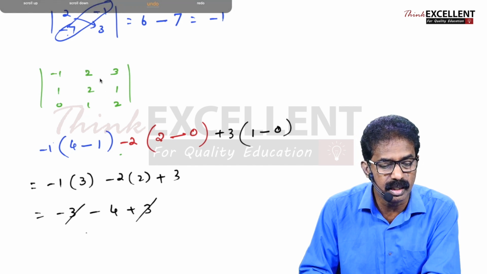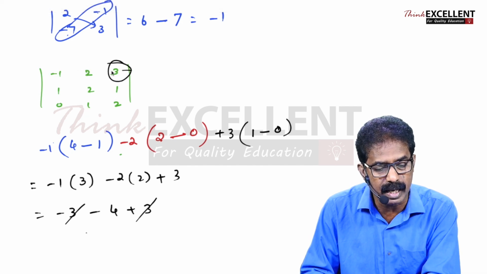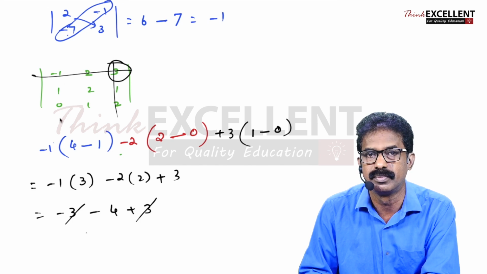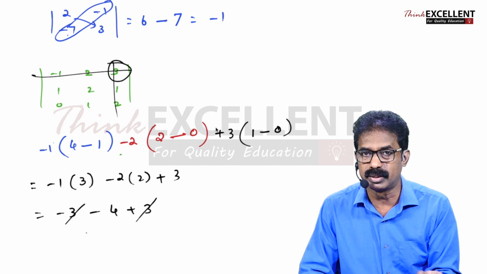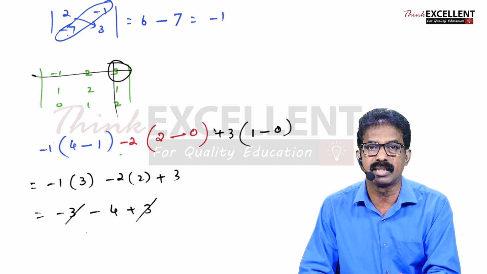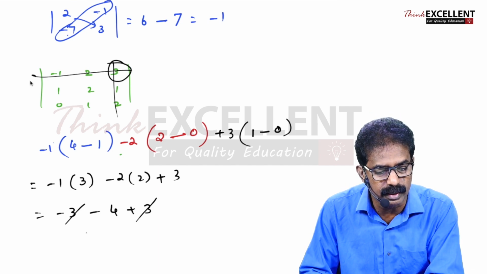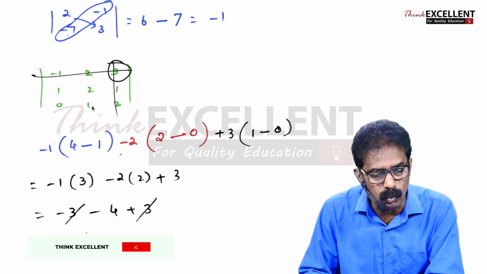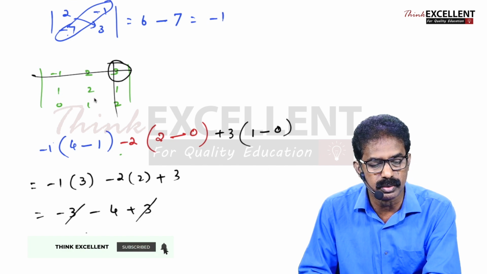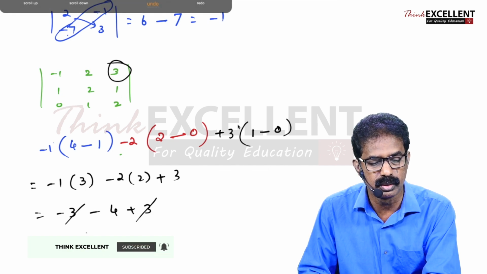Now take the third one. When you take the third number, leave that particular row, that column. When you take the third number, there is no change. First one, no change. Second one, you change the sign. Third, no change. 3 into, leave the row and column. 1 into 1, 1 minus 0 into 2. It is what? 0. So, hope you understood this.